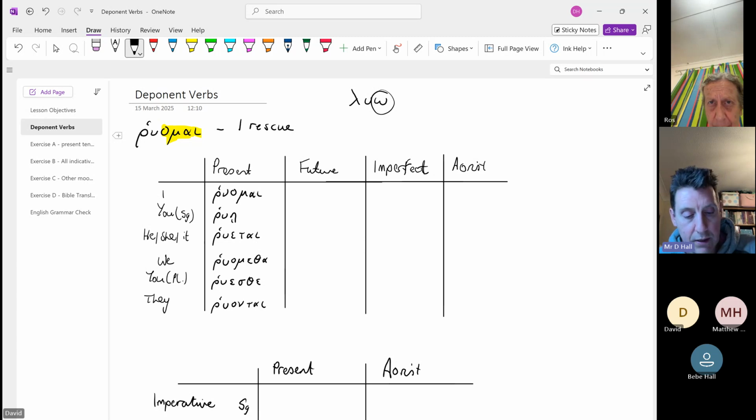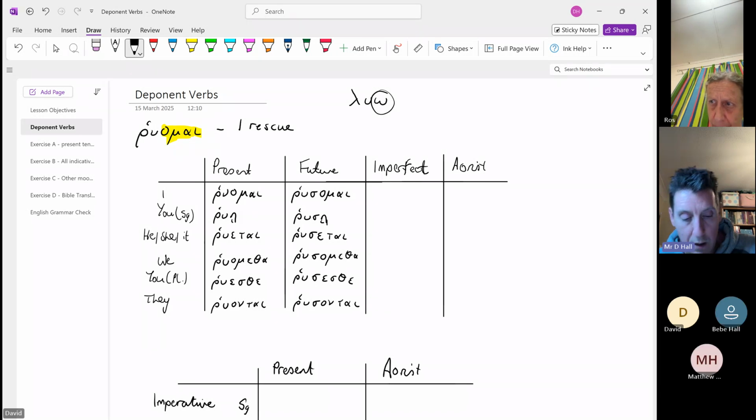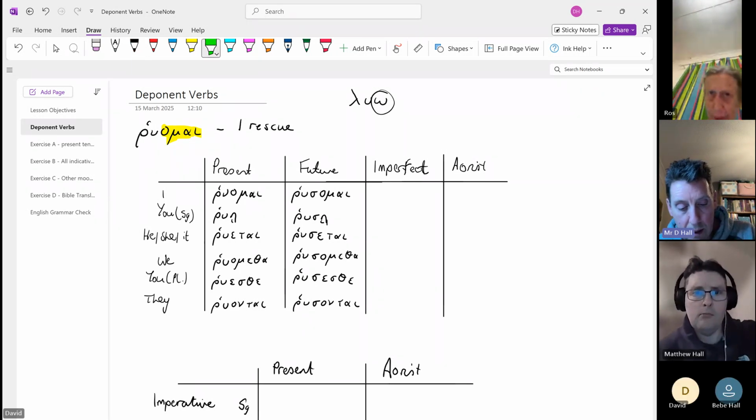So if we take our present tense verb, we can just simply add a sigma in between the stem and the ending. So we'll end up with rusomai, and then we've got rusei, rusetai, rusometha, ruseste, and then we have rusontai. Okay, so the future just has this sigma added, and you'll see its endings are identical.